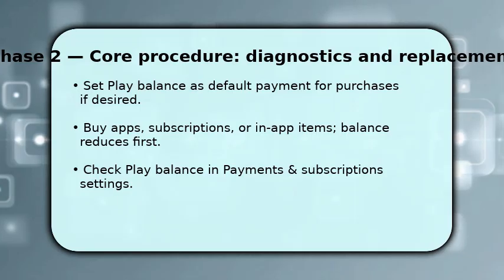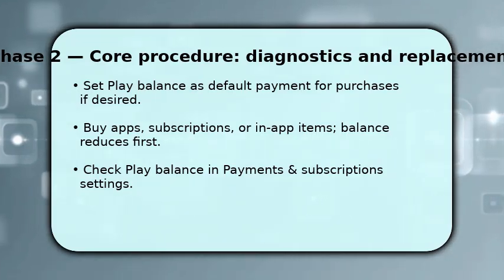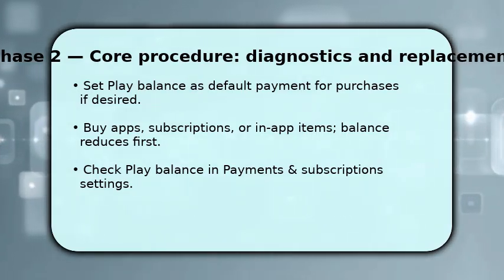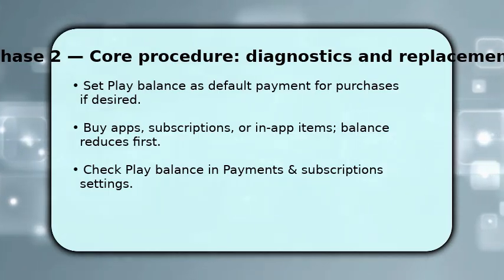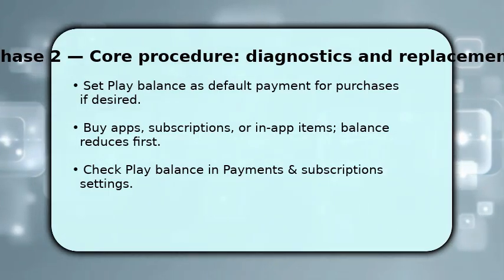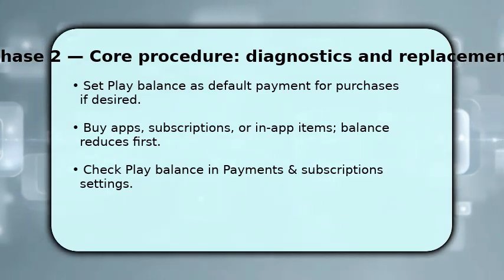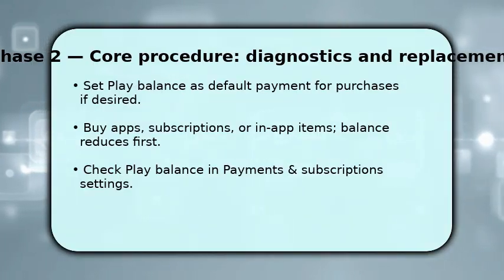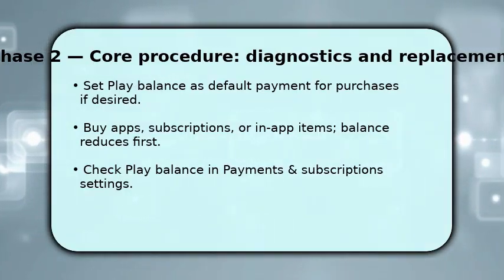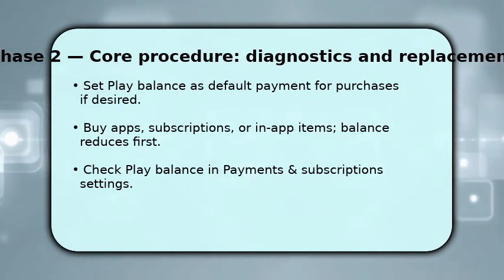Open any product page. Google will apply your Play balance automatically as the primary payment source unless you change it in payments and subscription settings, so make sure to confirm before hitting buy. If a purchase exceeds the balance, Google will prompt you to add a secondary payment method for the remainder. Remember that subscriptions renew automatically, so monitor the balance and linked payment methods to avoid.